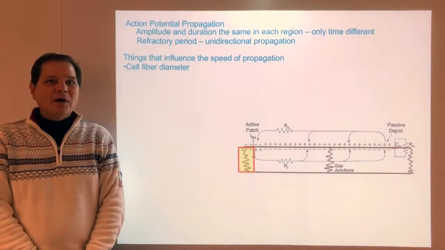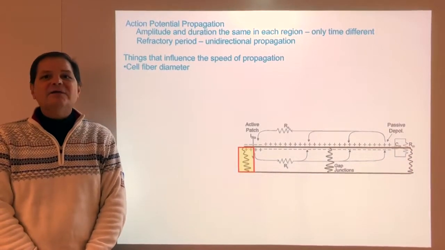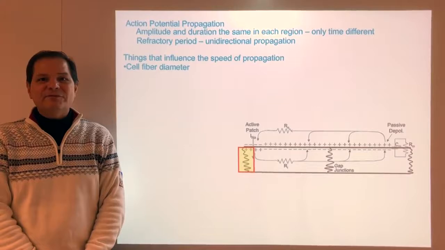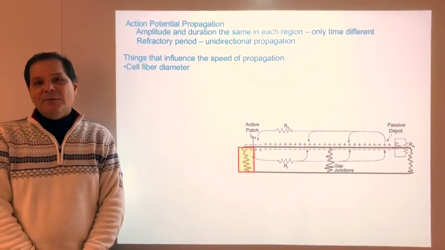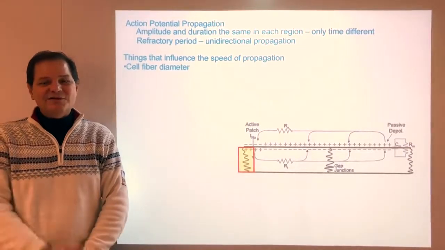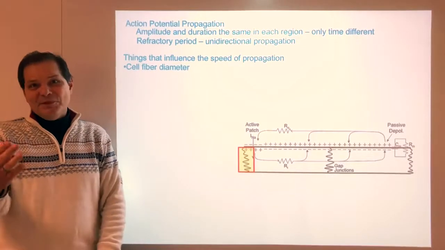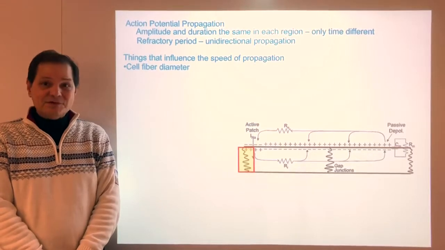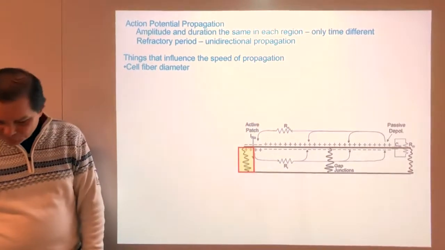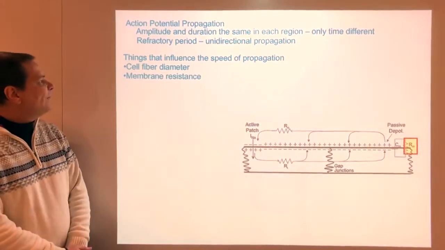If you remember, in the heart, Purkinje fibers are designed to propagate action potentials really fast. They're significantly larger than ventricular myocytes, which really are more designed to contract. Okay, and so they're bigger, so Purkinje fibers propagate action potentials quicker. Okay, so that's the influence of cell diameter.